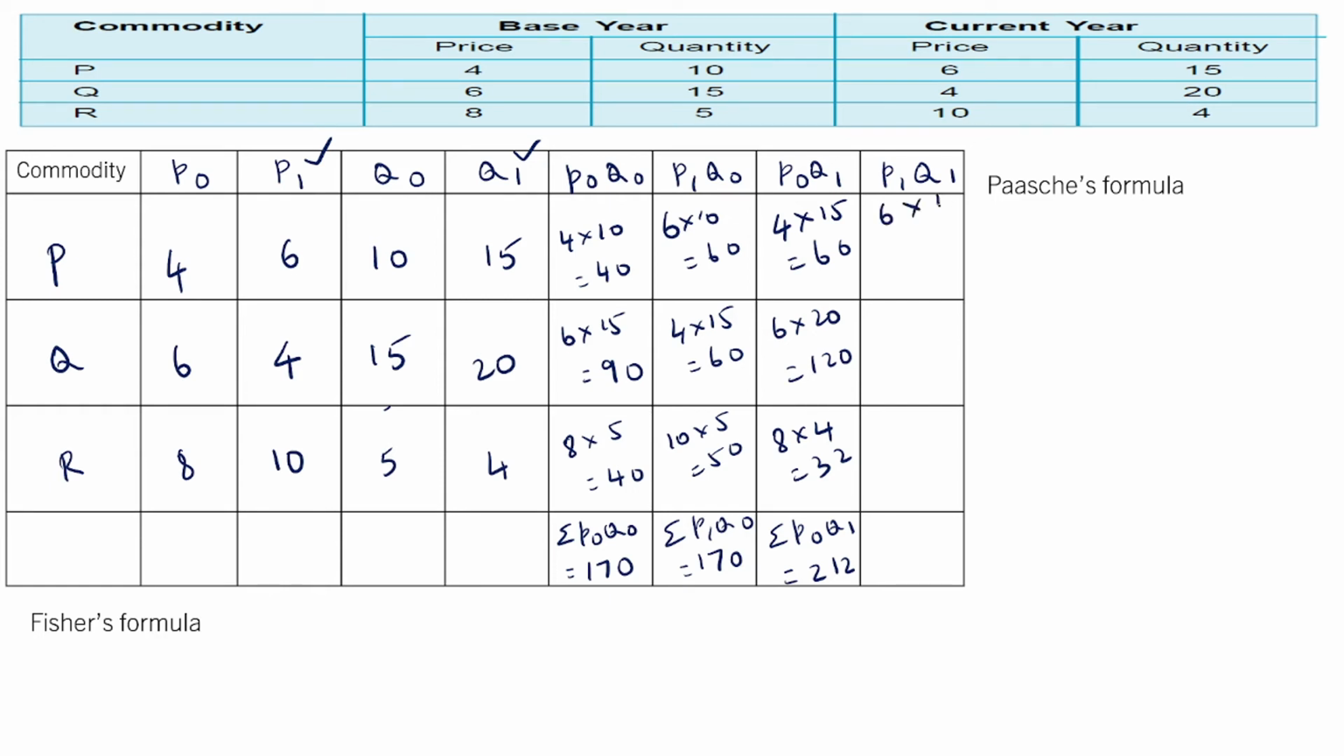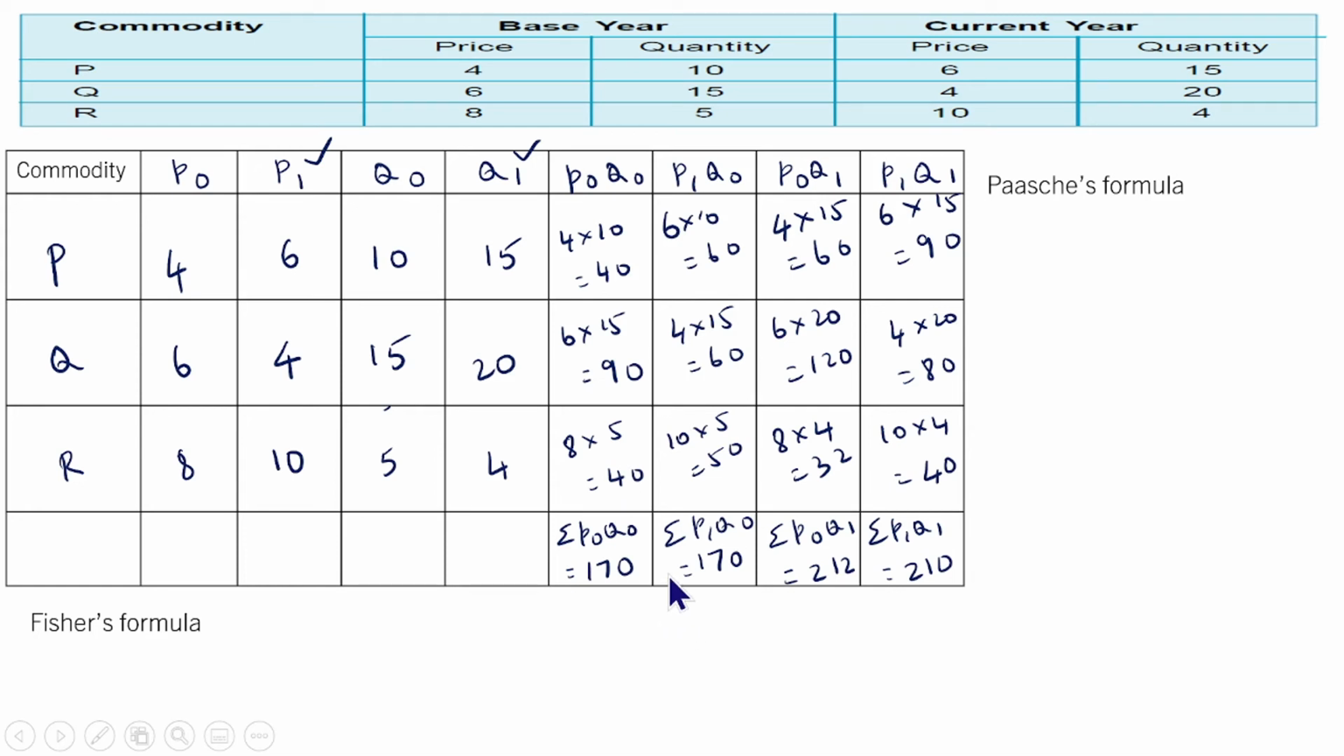So here we have 6 into 15, which is 90, then 4 into 20, 80, then 10 into 4, which is 40. Now summation P1 Q1 is equal to 90 plus 80 plus 40, so it is equal to 210. So we have calculated all these. If we draw a table like this, it will be easy to do all these calculations.